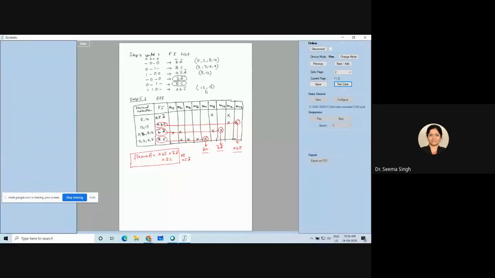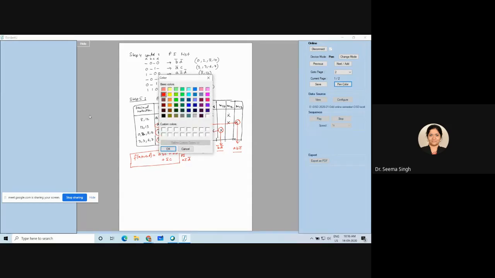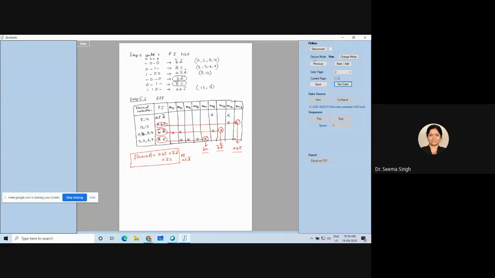This question is complete. Now I want you people to verify using K-map. Quickly verify using K-map. Our answer should be verified using K-map. Any one of you, if you can give me the answer before me, I will be happy.